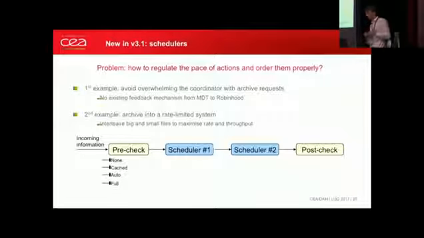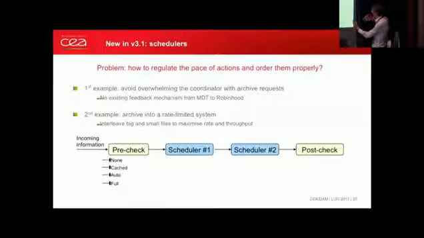A second example is archiving into rate-limited systems. If you want to send files to the cloud, for instance, you may be limited to 3, 4, 5, 10 requests per second. So typically, you will want to interleave the archival of big files with smaller ones to maximize this rate and the throughput. So the solution is schedulers. They are stackable, as you can see here.